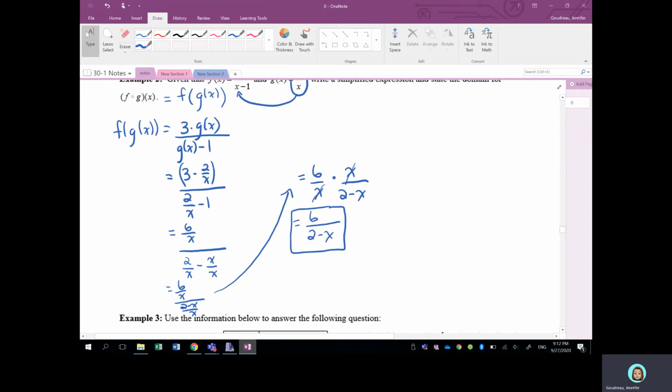Now let's state the domain. Let's do those same 3 steps again. Step 1 is going to be the domain of g at x, our inside function, and it is rational.